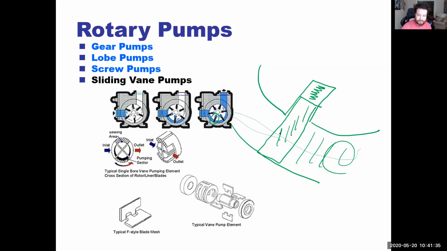And then, oops, I hate when I do that. As it comes in contact with the casing over here, it's going to be pushed down. Now there's no area where the fluid can be taken up, so it's all going to be expelled and pushed out. So that's another constant volume, because it's not imparting kinetic energy onto it, but it's utilizing a volume to push through.